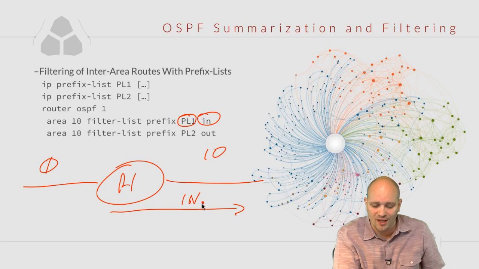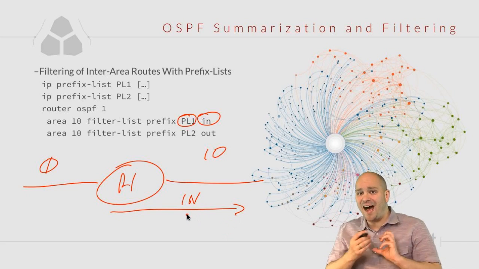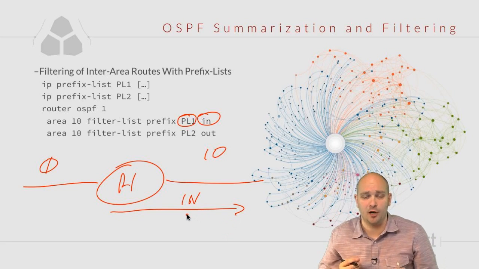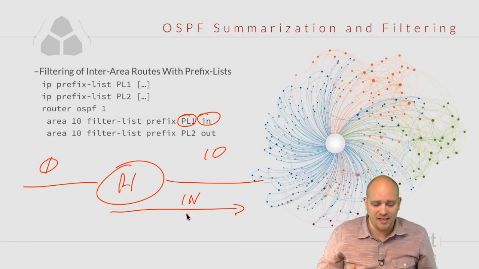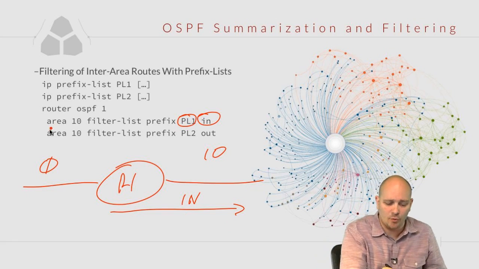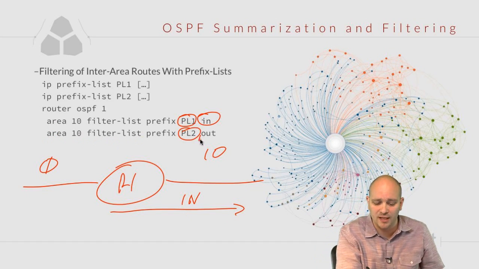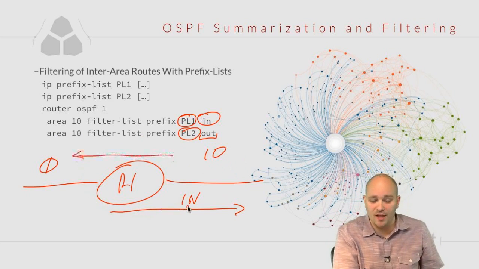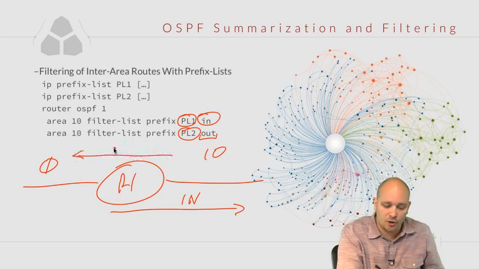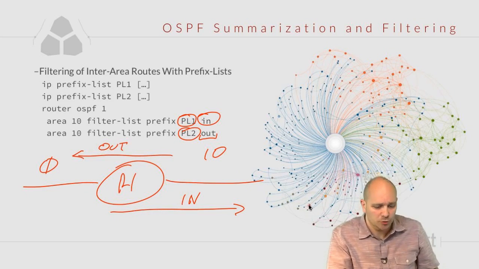So this would be for the in direction, not for the out. The routes are not being advertised out into area 10. They are being injected in to area 10. So this is going to be filtering the routes in that direction. Now, this second line here, area 10 filter-list prefix PL2 out, is for the routes that are attempting to go out of area 10, which means that they are going to be injected into area 0. So this is going to be filtering the routes going out.